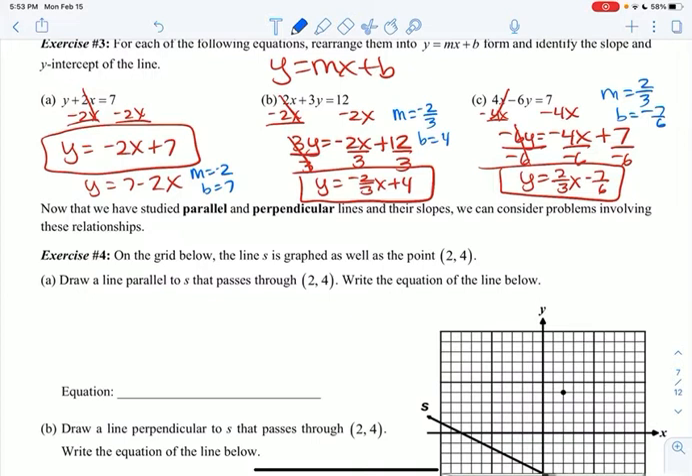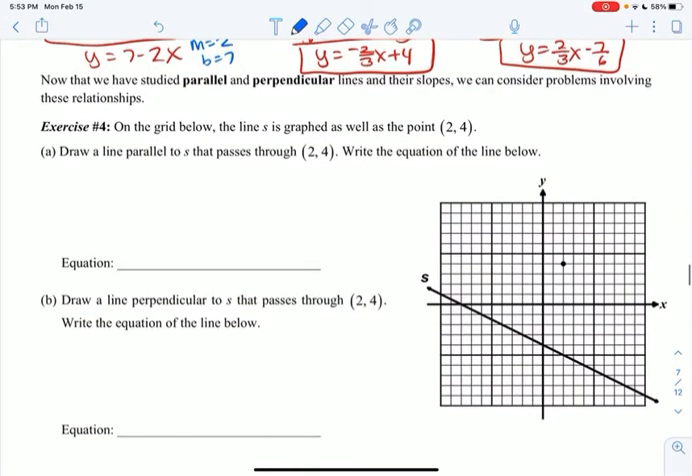So we talked about parallel and perpendicular lines and their slopes in unit 1 and unit 2. So in exercise 4, I have line S, and the point 2,4 is also graphed. And I want to draw a line parallel to S that passes through the point 2,4. Well, first I have to find the slope of line S. I can do that graphically, would probably be the easiest way to do that. So this is a point right here. Oops, let's see, that's a point.